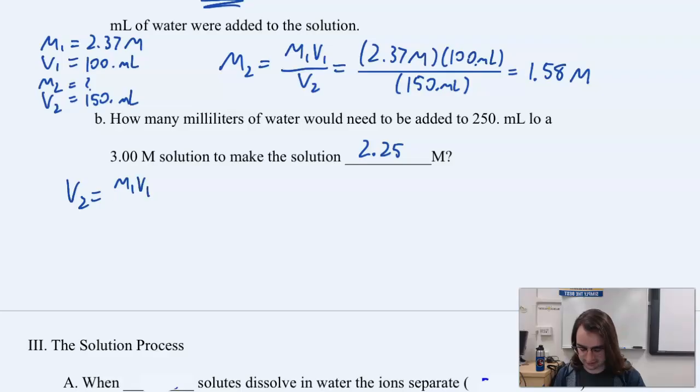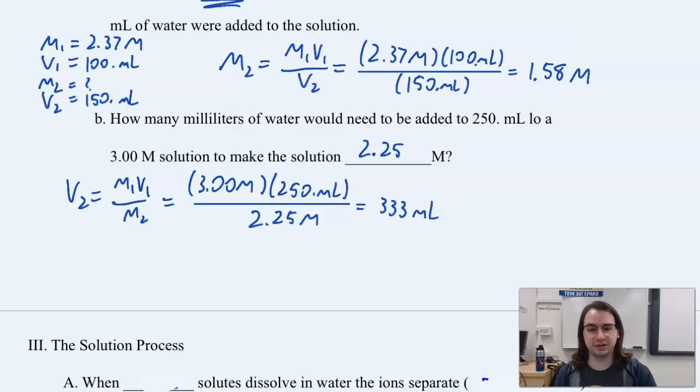Go ahead and take a second and continue to practice. Calculate V2, and then come on back when you're done because there's a little more that you might not realize we have to do. Now, if you calculate V2, this is what you should get, right? 333 milliliters. But does that answer the question? The question said how many milliliters of water would need to be added. What we calculated with V2 was the amount of solution after water was added. So we haven't really answered the question, have we?